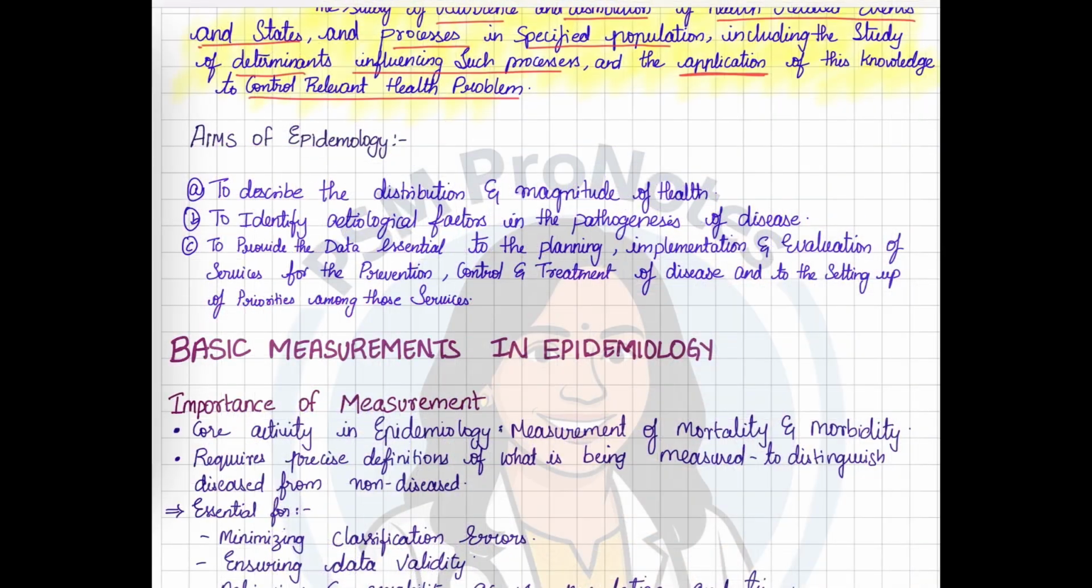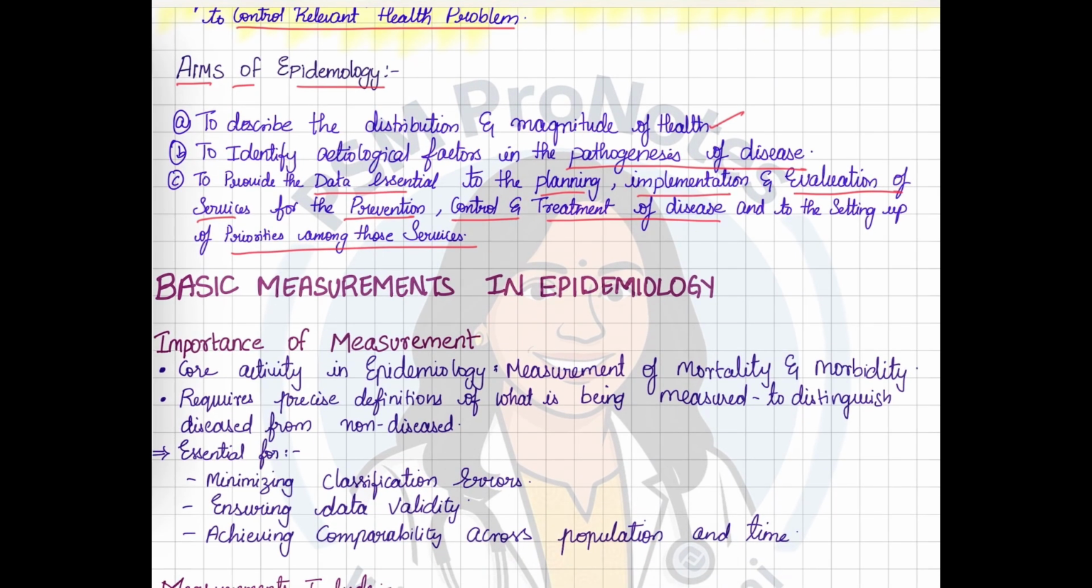Next we'll move on to the aims of epidemiology: to describe the distribution and magnitude of health, to identify the etiological factors in the pathogenesis of the disease, and to provide the data essential to the planning, implementation and evaluation of services for the prevention, control and treatment of the disease, and setup of priorities among the services. So how can we remember these aims? The first aim is to describe the distribution and magnitude of health. How many people are healthy in a specified area, and what is their health status.